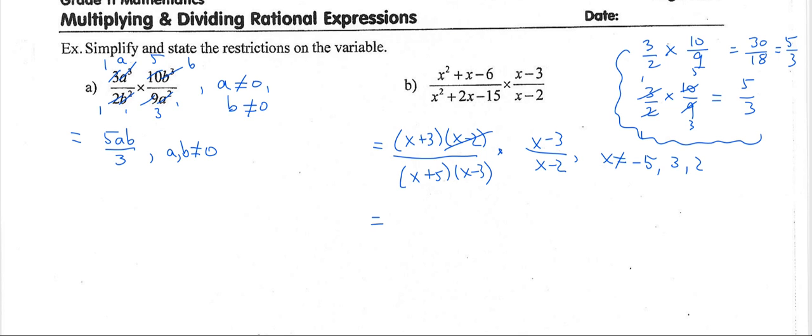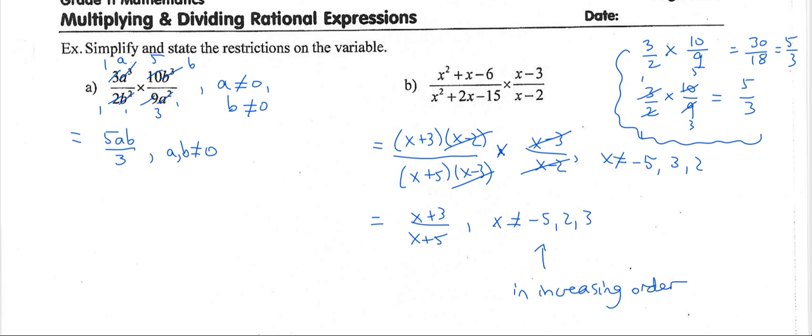So this x minus 2 in the numerator can reduce with x minus 2 in the denominator. Notice this only happens with multiplication. x minus 3 and x minus 3, and I'm left with x plus 3 over x plus 5. I'm going to restate the restrictions. Now I'm just going to rearrange them. In your final answer, always state the restrictions in increasing order. So from smallest to greatest. I'm going to make a note of that. In increasing order. Okay. And then that's it.